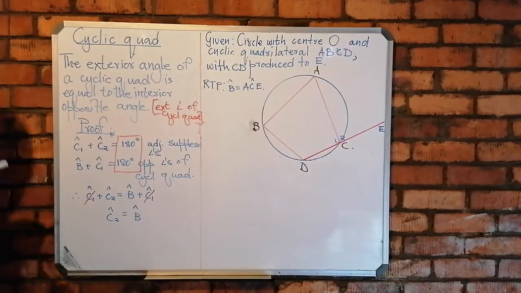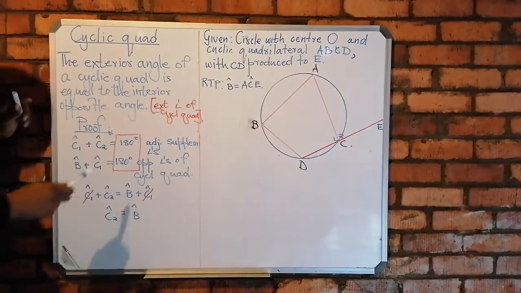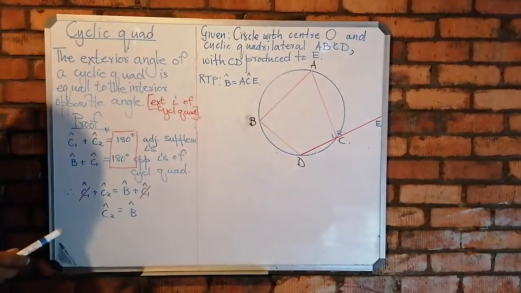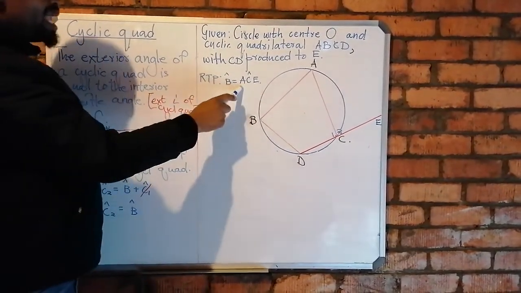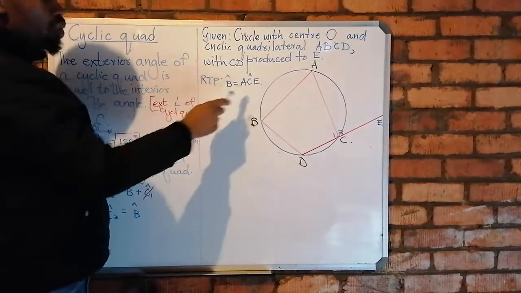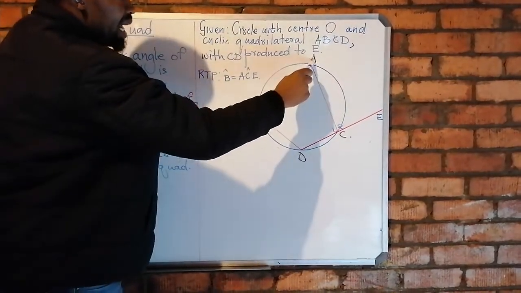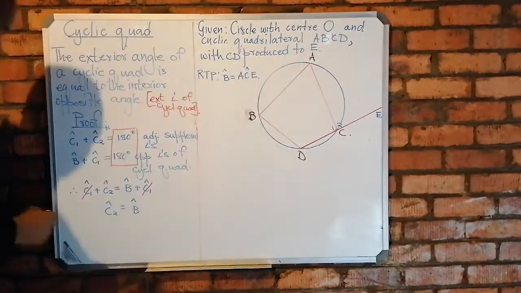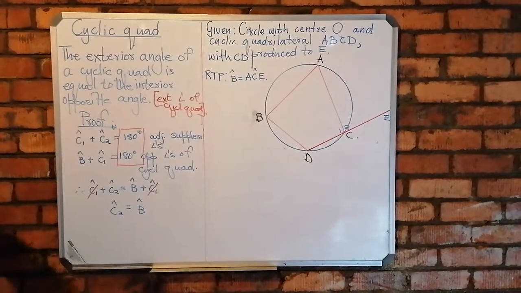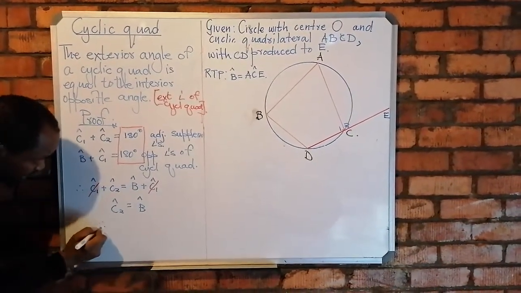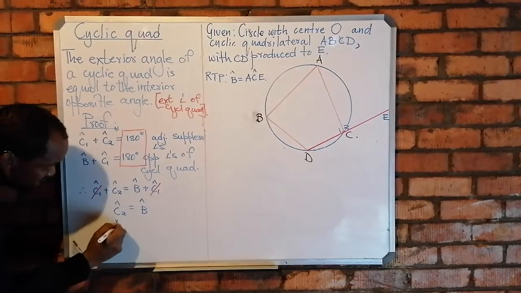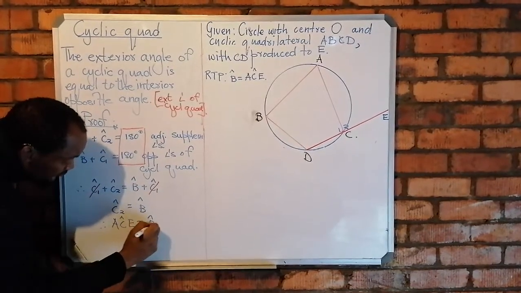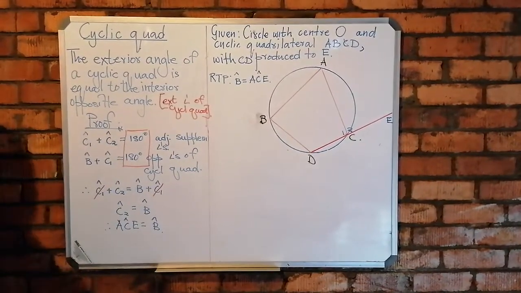Let's go to the required to prove statement. They said we should prove that angle B, which is this angle, is exactly the same as angle ACE. Who is angle ACE? We are talking about angle C2. We have proved the theorem. I can therefore say angle ACE is equal to angle B. I have proved the theorem.